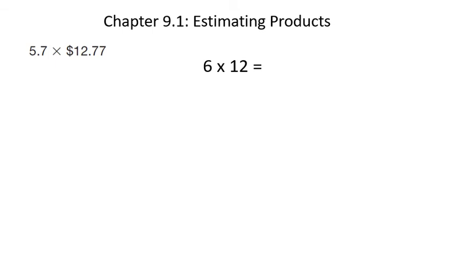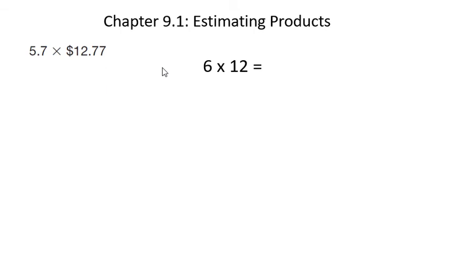Today we are estimating products, particularly estimating products that have decimals. So let's take a look at our first one here. 5.7 times $12.77. You have numerous options that, when you think about them, if they make sense, you are able to use. Let's see now how we can make this make sense.